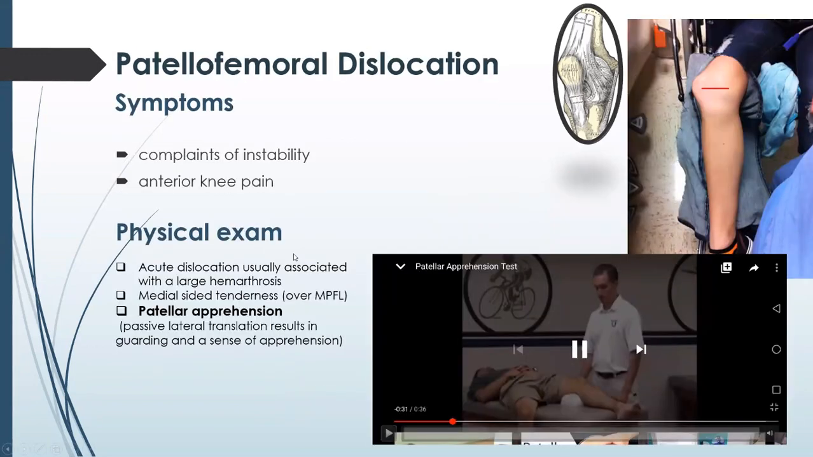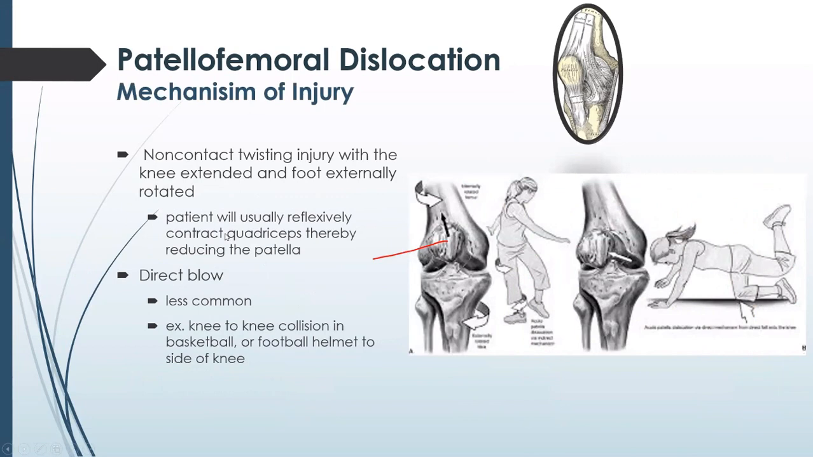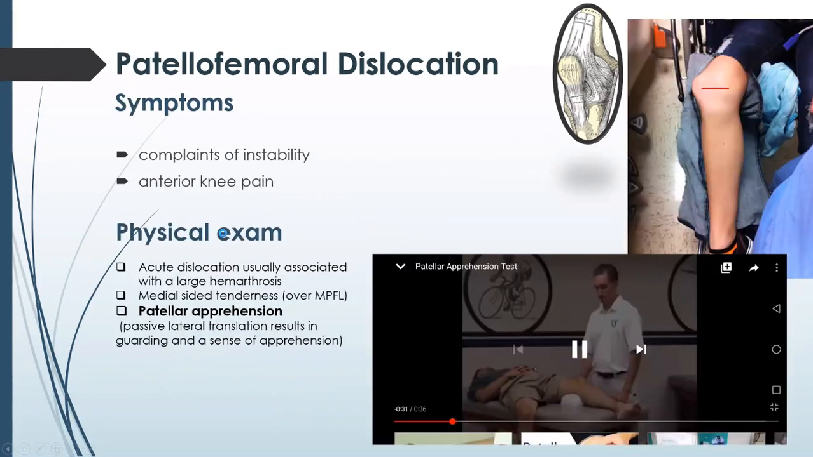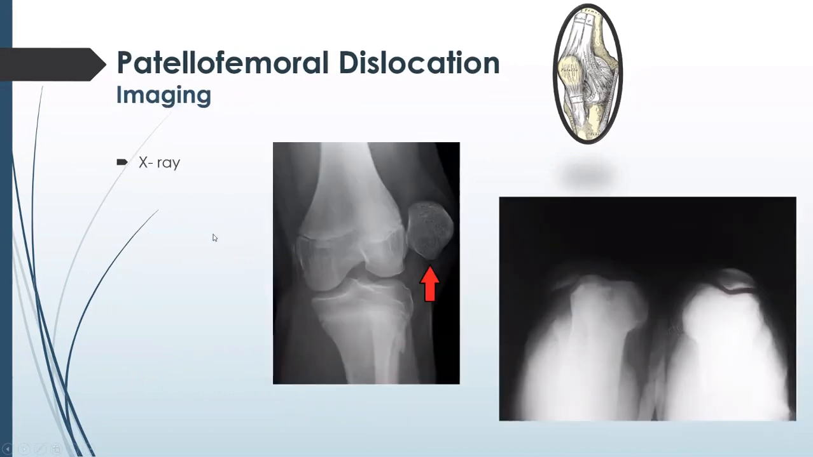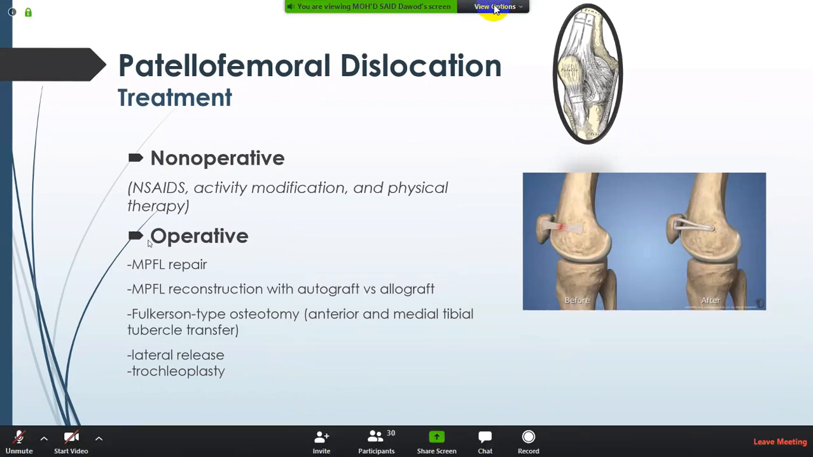As we saw before in the risk factors, we have to see if the patient has any of the risk factors, so we can treat this risk factor, whether it is anatomical or some kind of malalignment syndrome, or just a simple dislocation or traumatic dislocation. We can do either non-operative treatment, as we said before: non-steroidal medication, activity modification, physical therapy.